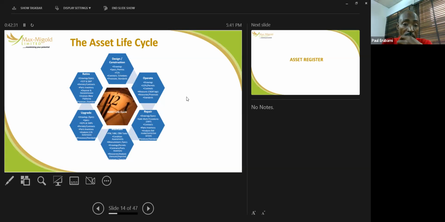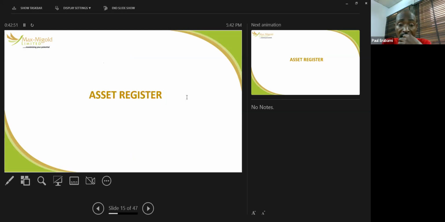That is what we call design and construction, operation, repair, upgrading, and what? Repair. These are all terms as the life cycle of an asset. So that brings us to the end of the first course outline. Now we're moving to what is called asset register.